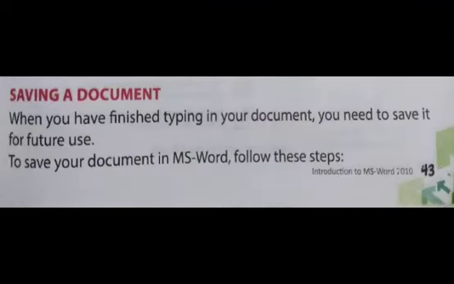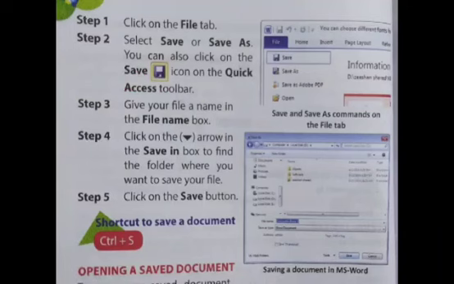Now saving a document. When you have finished typing in your document, you need to save it for future use. To save your document in MS Word, follow some steps. First, step 1 is click on the file tab. From the menu bar, there is a file option available. You have to click on it.